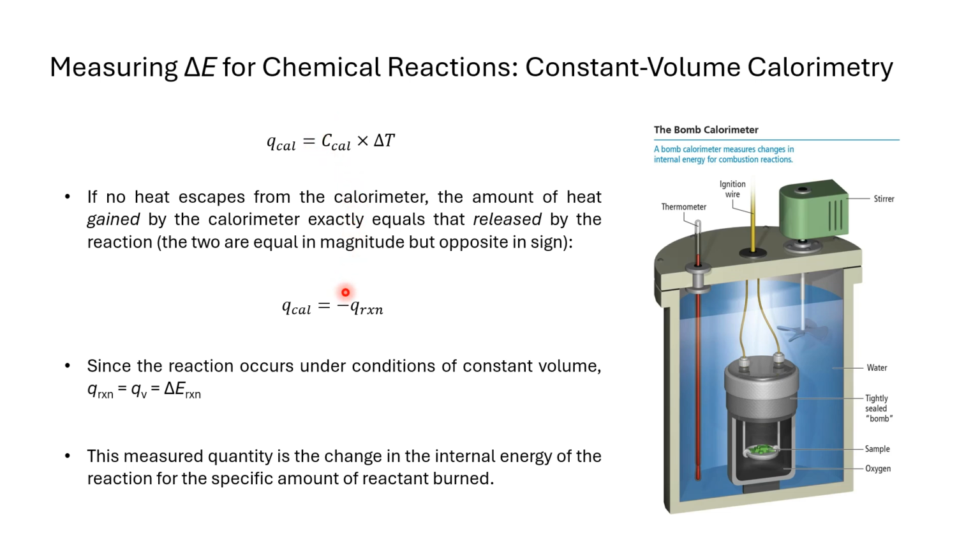by equating it to the heat capacity of the calorimeter times the change in temperature. But we also know that if no heat escapes from the calorimeter, the amount of heat gained by the calorimeter equals exactly the amount of heat released by the reaction. That makes sense, right? Anything the calorimeter absorbs, the reaction had to lose. The reaction lost heat to the surroundings. If the reaction lost heat, it's got to be negative, so negative Q reaction. But that's equal to how much heat the calorimeter absorbed. If something is absorbing heat, gaining heat, it's going to have a positive sign.